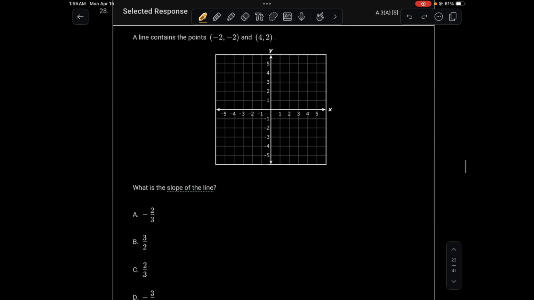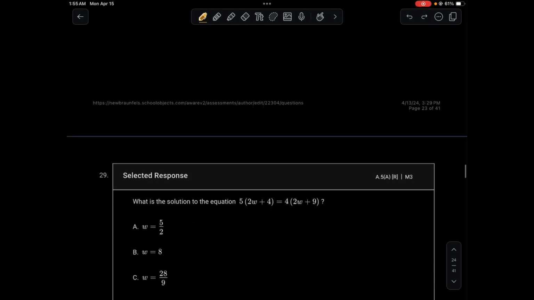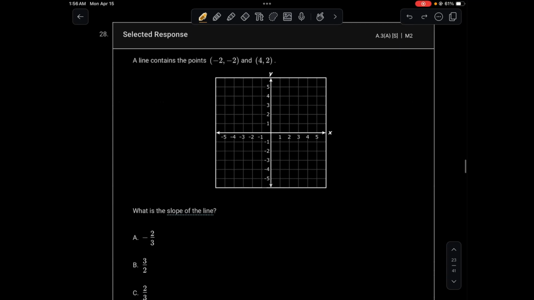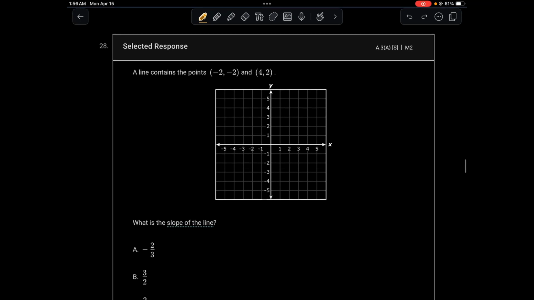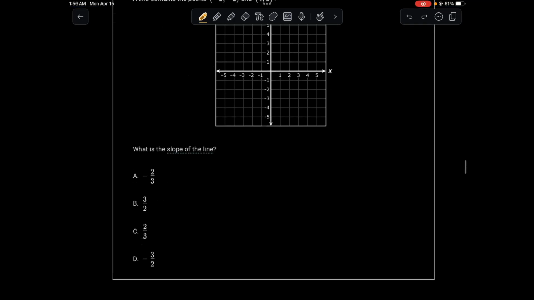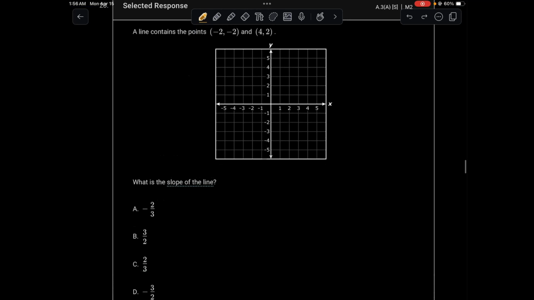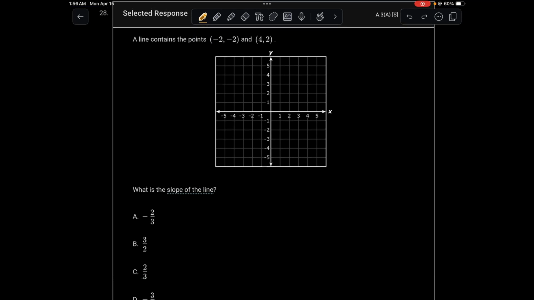All right. Let's see how quickly we can do a couple more. 28. A line contains those points. What is the slope of the line? I'm just gonna use the squiggly method, or we can use the rise over run. We can plot those points and do the rise over run.